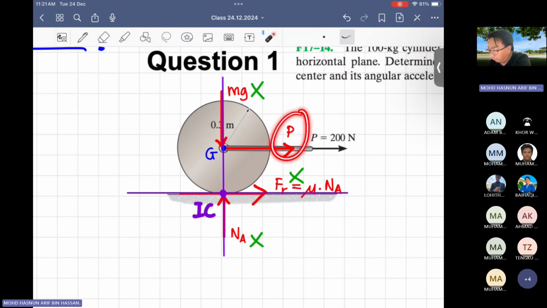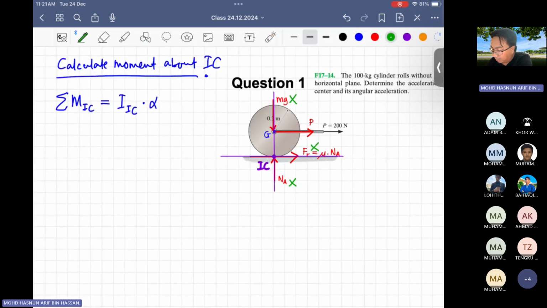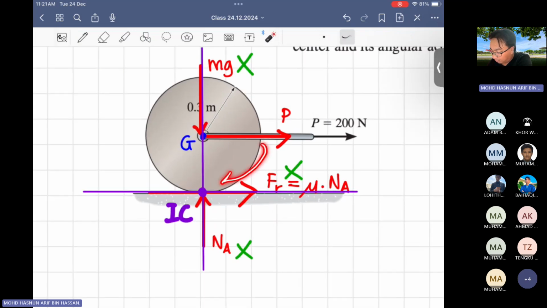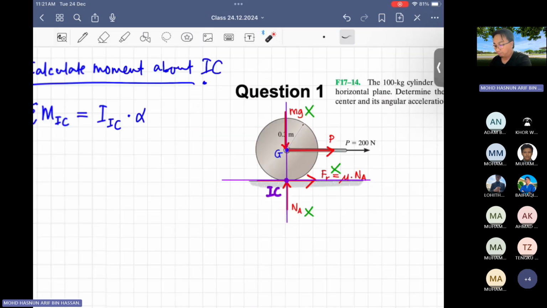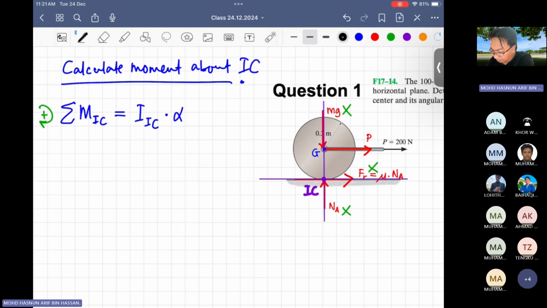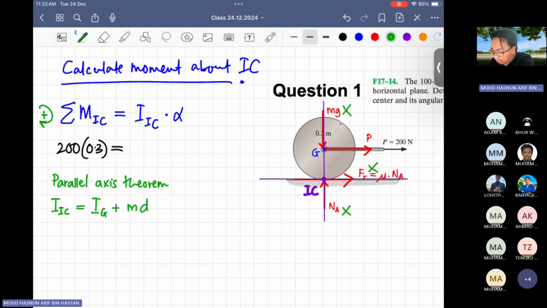The one that has moment is only force P, and if we take clockwise as positive, we can write down the equation. Force P here will rotate clockwise about IC, so that will be a positive moment. So P is 200, so 200 times 0.3 is equal to, now we need to find IIC. This is where you should use the parallel axis theorem, which says that IIC is equal to IG plus MD squared. D here is the distance between these 2 points.